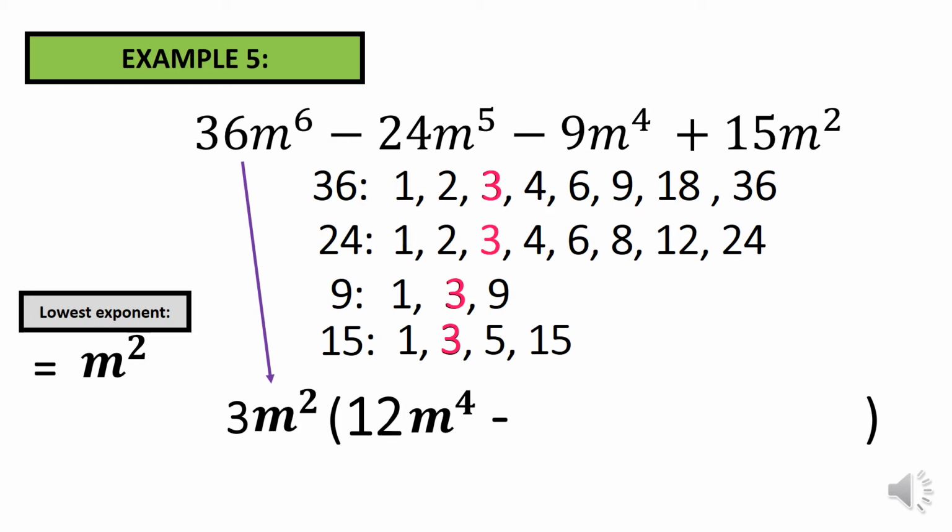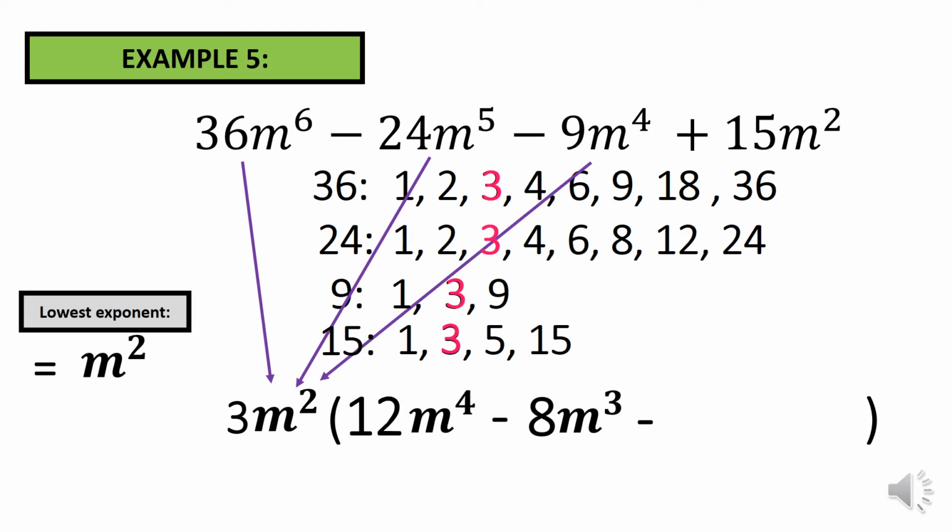So divide now the second term by our common monomial factor. We have 24 divided by 3, so the answer is 8. Then we have m raised to 5 divided by m raised to 2, so you have now m raised to 3. For our next term, that's again subtraction, so just copy minus and then divide our third term.